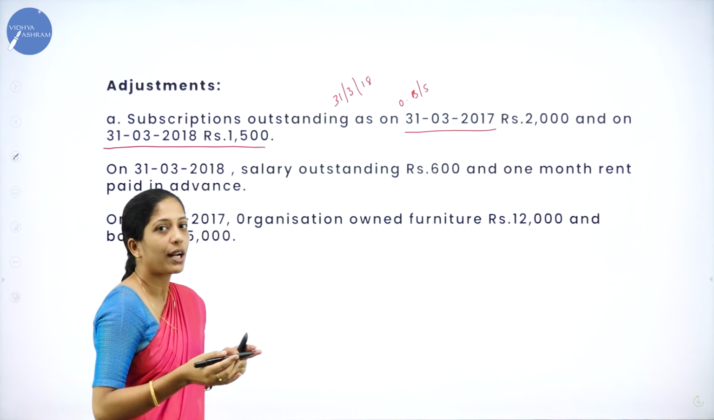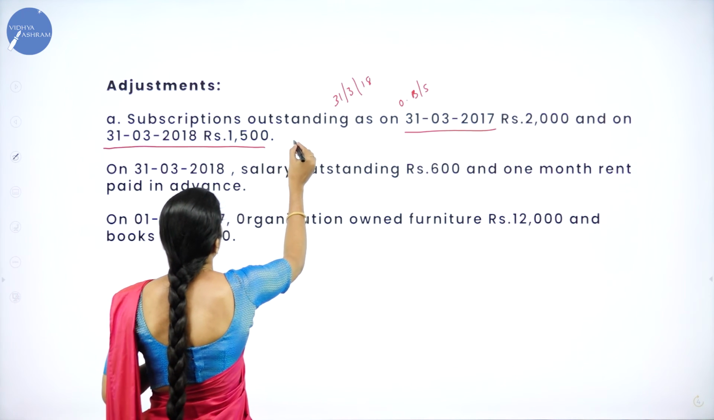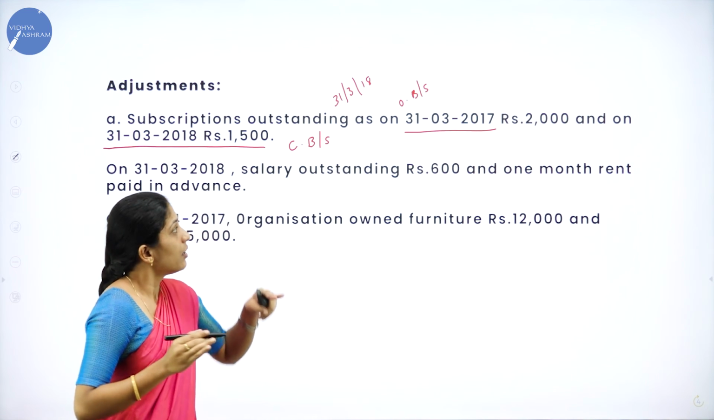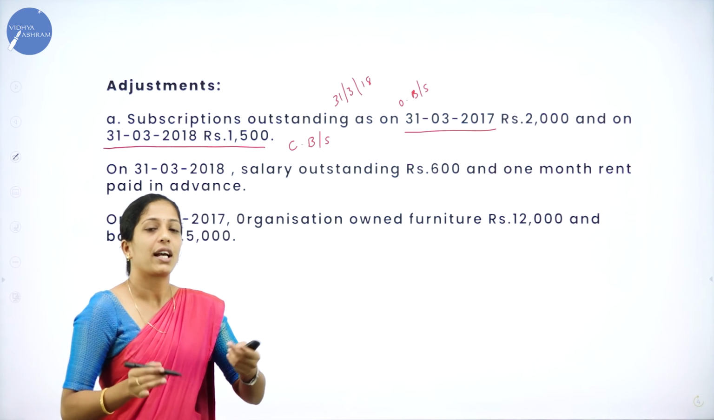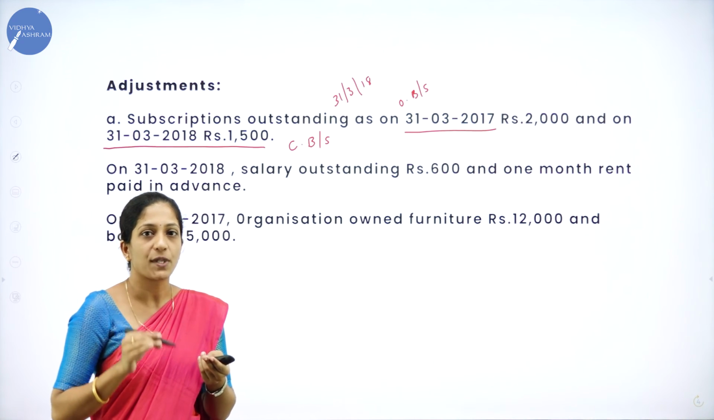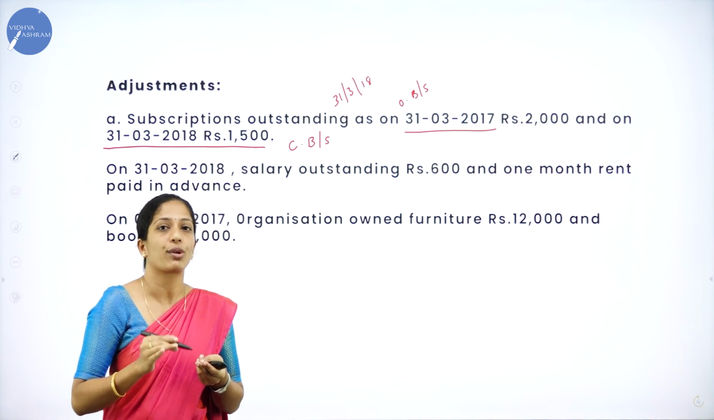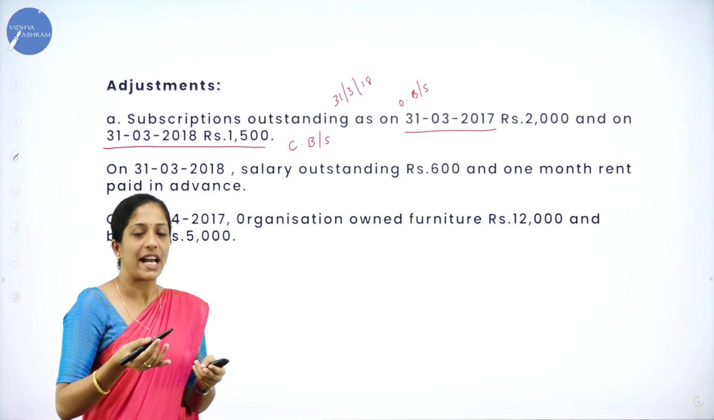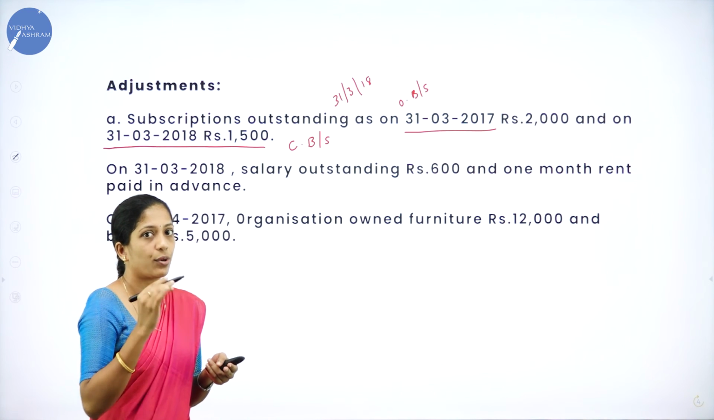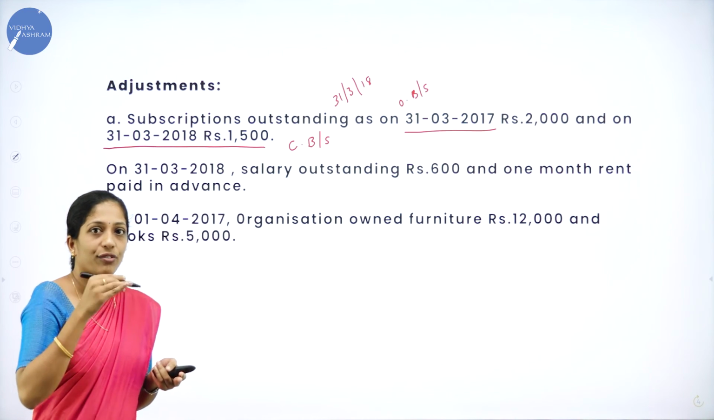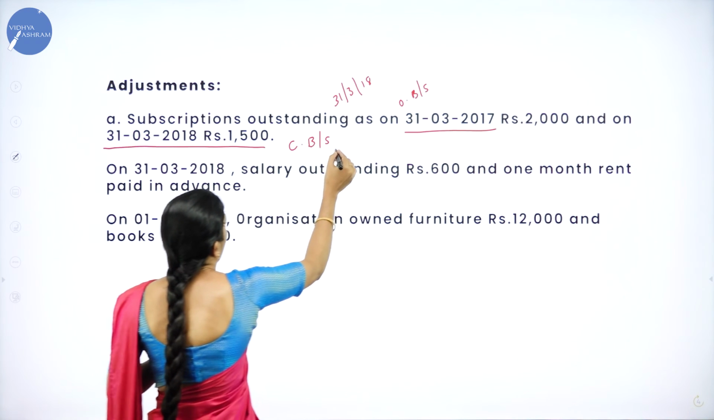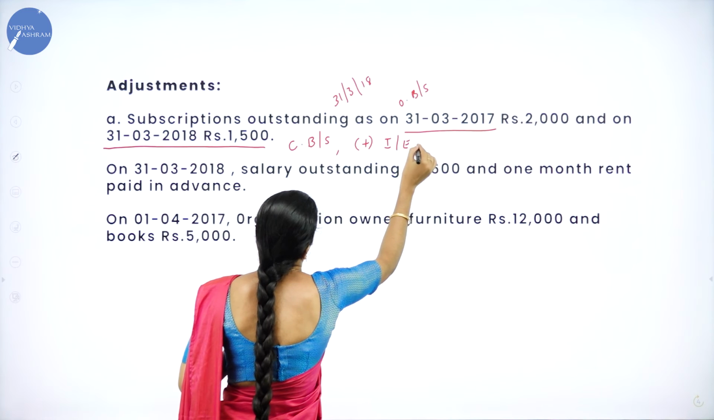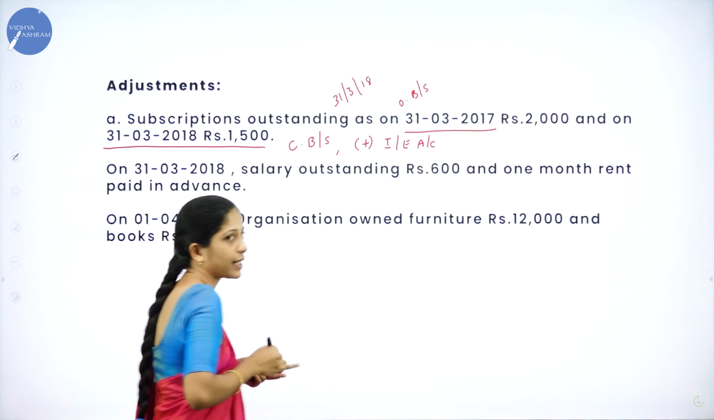So, where are we going to record? We are going to record it under the closing balance sheet of the firm. So, subscription outstanding of the previous year we are going to record in the opening balance sheet. Subscription outstanding of the current year we are going to record in the closing balance sheet of the firm. And you know how we are going to adjust in the income and expenditure account, right? Subscription outstanding of the current year has to be added in the income and expenditure account. We shall see how we are going to record this.